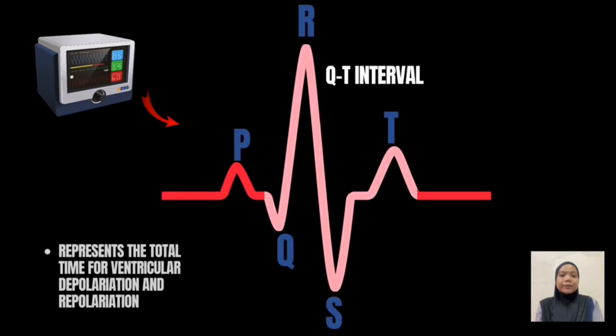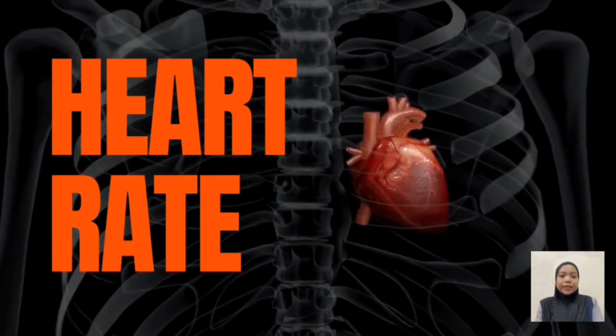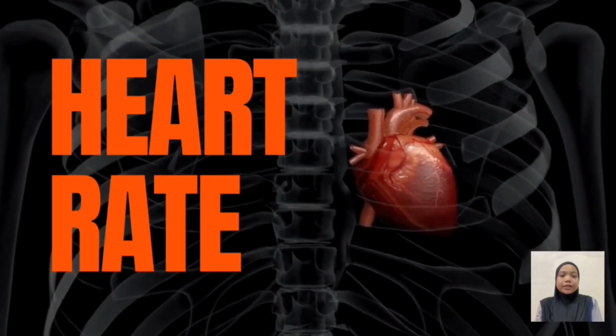Lastly, the QT interval is the time from the start of the QRS complex to the end of the T wave. It represents the total time for ventricular depolarization and repolarization. Do you ever wonder how we calculate the heart rate? Actually, the heart rate is calculated by the RR interval.